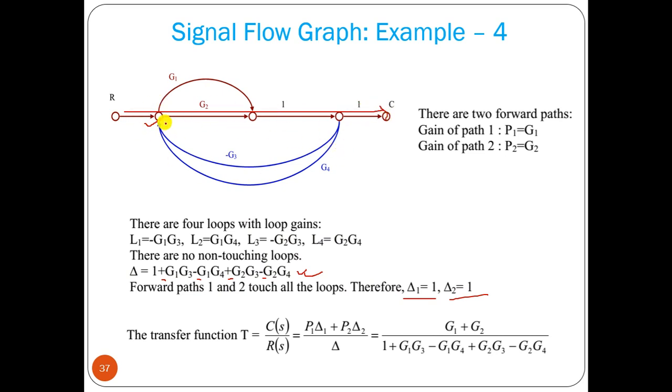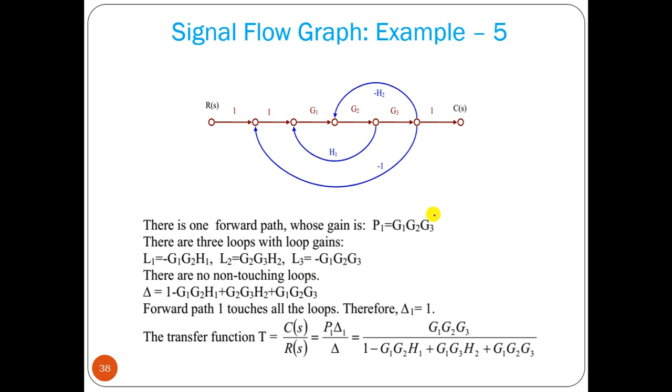All loops are touching with each other. All loops are touching with this forward path, and all loops are touching with this forward path also, because these two nodes are common. So delta 1 and delta 2 are 1 and 1, so we can write G1 into 1 plus G2 into 1 divided by this delta value. Okay, this is the example.